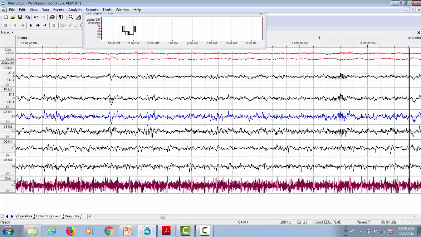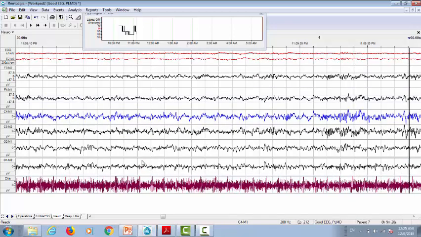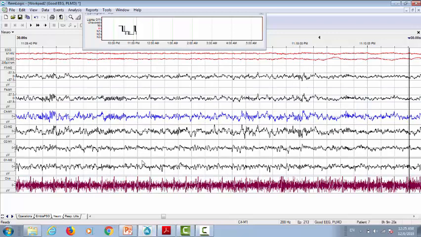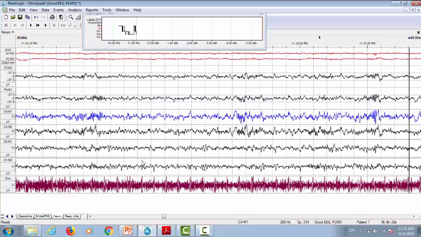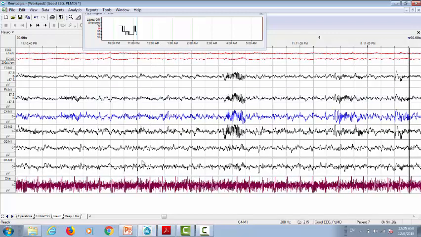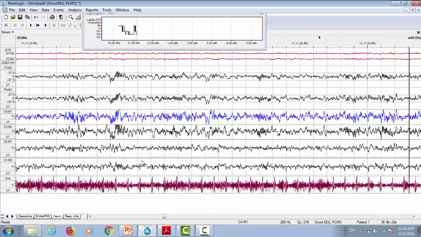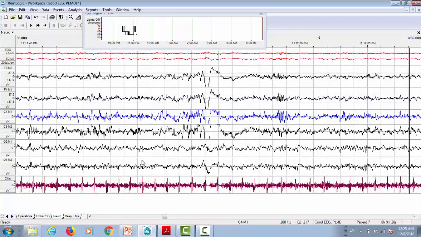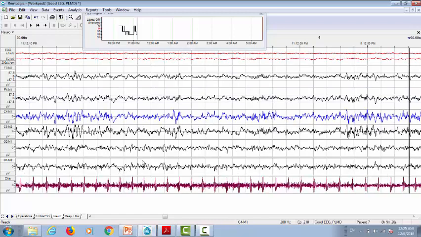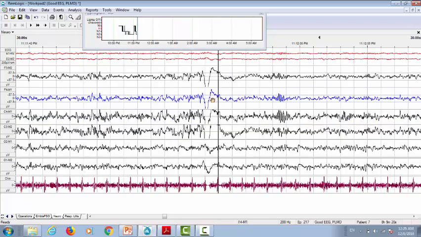And here we have an indication to start scoring N2 because of the K complex in the first half of the epoch. So this is N2. Continue as N2. No reason to stop scoring N2. There is significant attenuation of chin EMG tone.